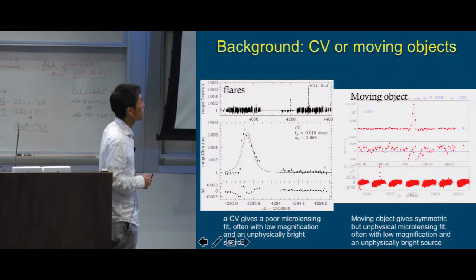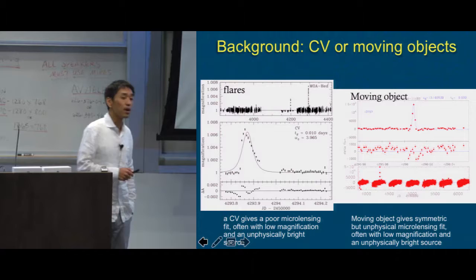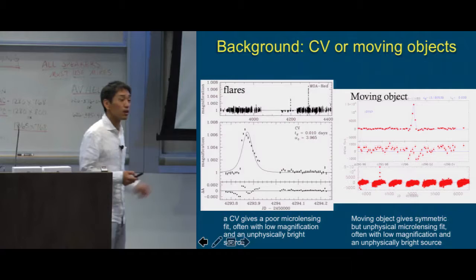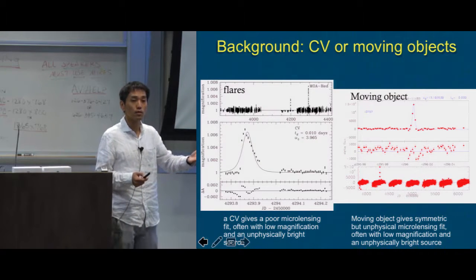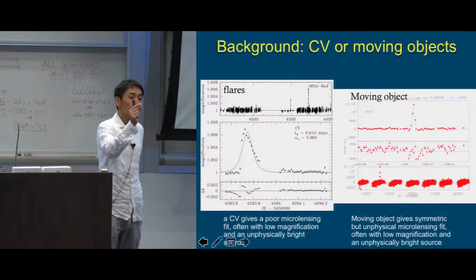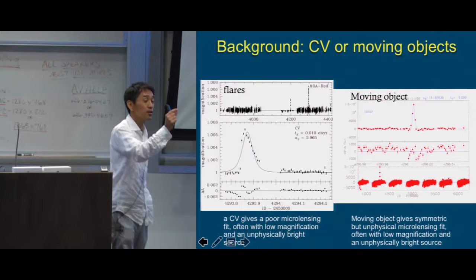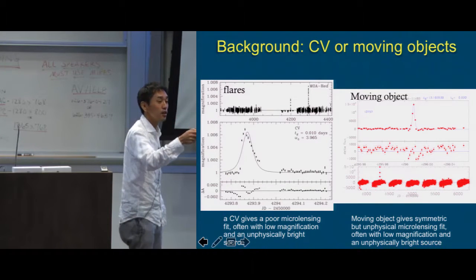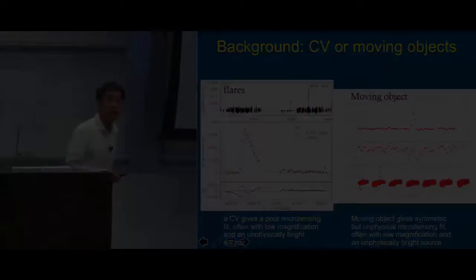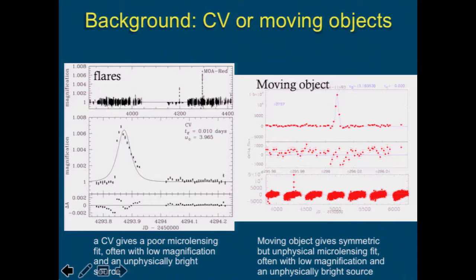Another source of background is a moving object, like a main belt asteroid, or sometimes a dust spot on a CCD. Because during the analysis, when we detect any new object on the image, we register the centroid, and then we conduct photometry on all the images at a fixed position. So if the object is moving, the measured flux changes in time symmetrically, like this. So it looks very similar to microlensing, but it's not strictly the same as microlensing.